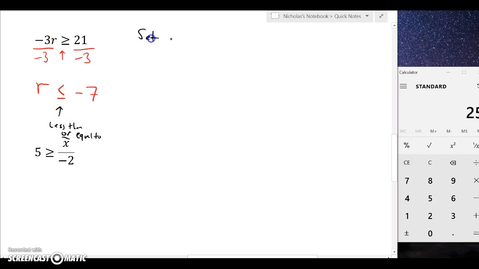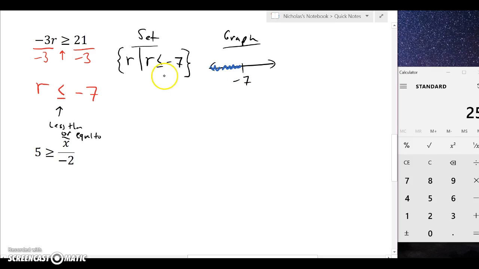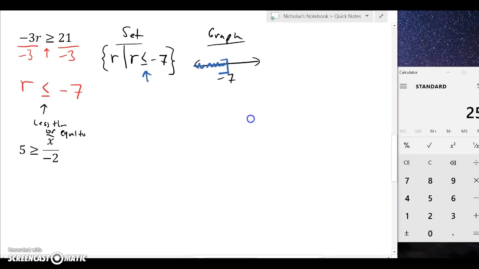So the set notation is going to be, again, we take the answer we got, we put a line in front of that, r in front of that, and these fancy brackets. We're going to graph that. We do the set, the graph, and then we'll write the interval. So the graph is, we're going to put -7 here. This is less than or equal to, so remember less than or equal to is to the left, and since it's or equal to, it gets a square bracket, so we put the square bracket there.